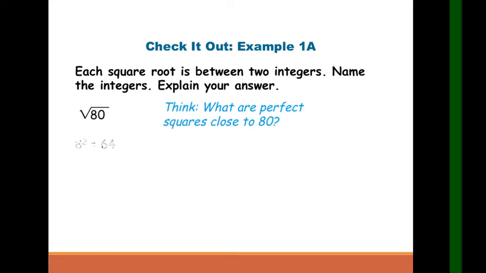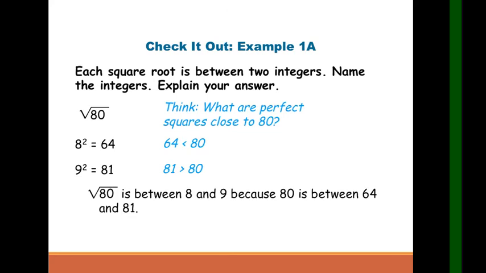Ang una ko naiisip ay 8 squared, which is equal to 64. And 64 is less than 80. Ang pangalawa na naisip ko is 9 squared. Dahil ang kasunod ng 8 ay 9. So, meron tayong 9 squared equals 81. 81 is greater than 80. So, square root of 80 is between 8 and 9 because 80 is between 64 and 81.